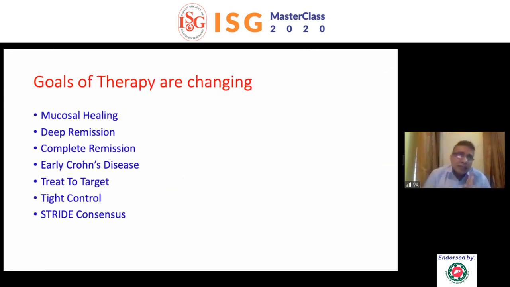Then finally, there are certain goals of therapy which are changing. There are terms which have been thrown in, and I thought I could spend just 2 minutes on what these terms are and what their relevance is to practical clinical medicine today for IBD patients. They are mucosal healing, deep remission, complete remission, early Crohn's disease, treat to target, tight controls, tight consensus. Let me tell you, all of them roughly mean the same thing with very few variations.